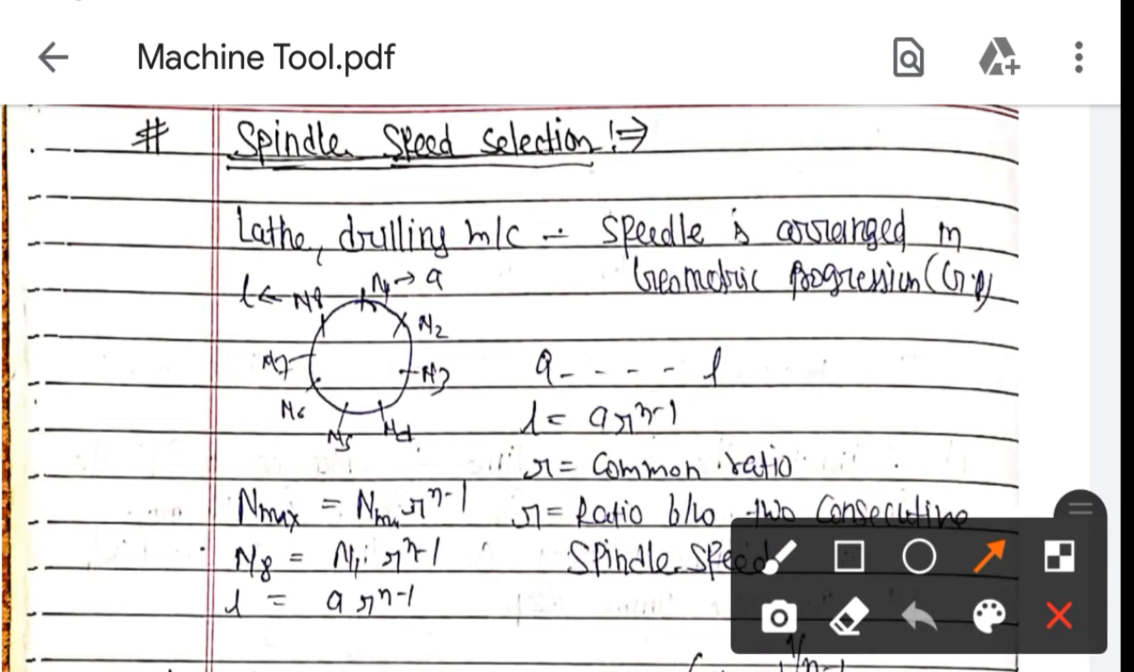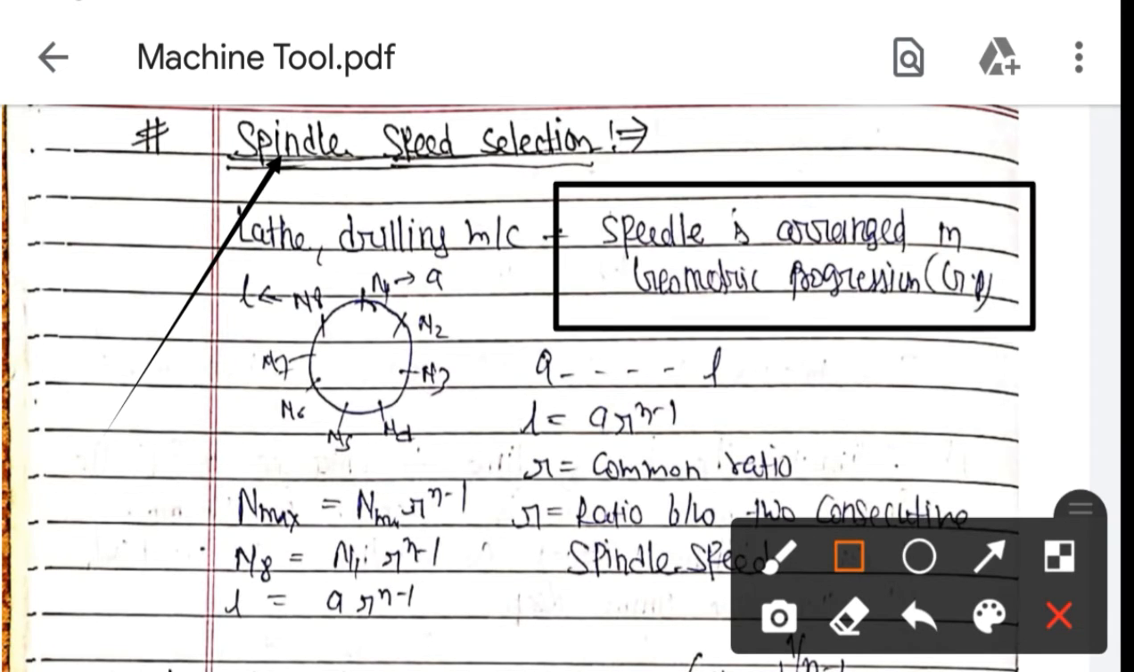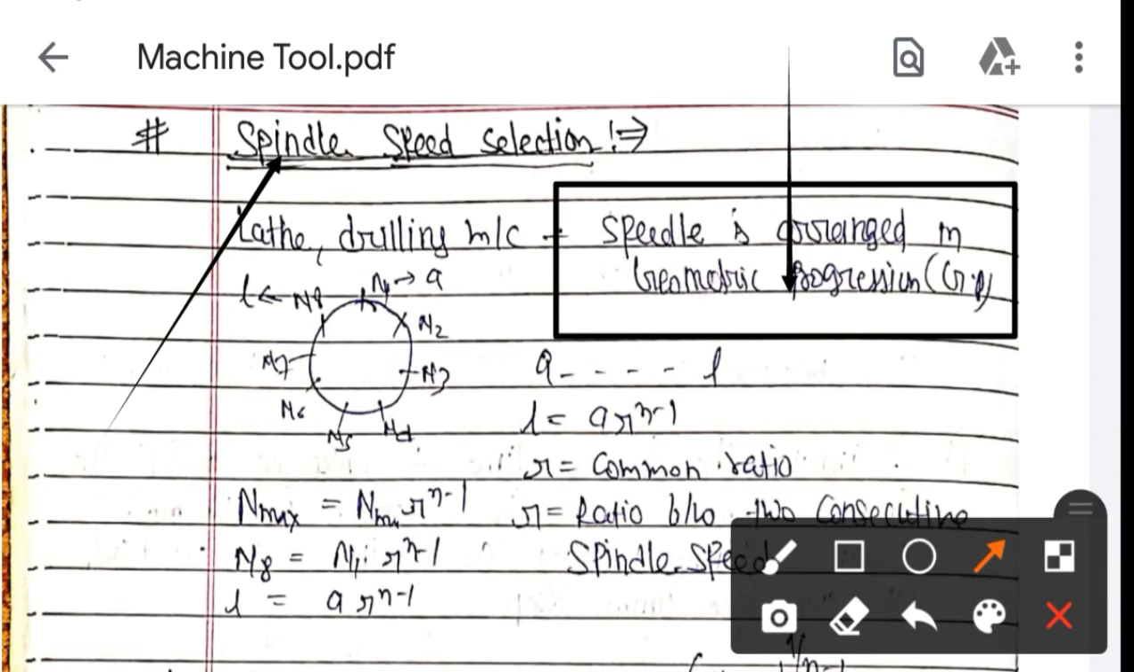So how will the speed of the spindle be selected in the lathe and drilling machine? One important point to keep in mind, as it is important in many competitive exams, is that this question has already been asked, and I'll tell you the question along with the 4 options. In lathe and drilling machine, the speed is arranged in a geometric progression. Just keep this in mind.